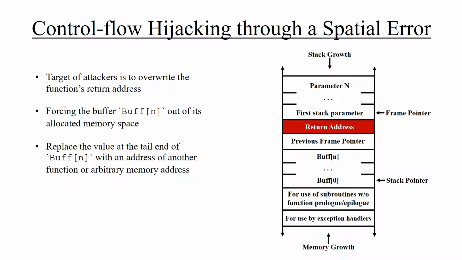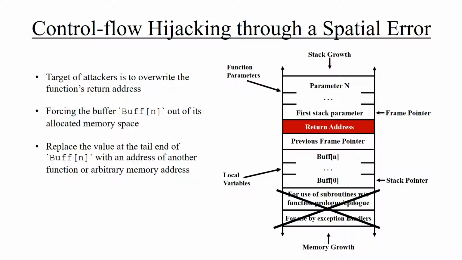Before moving on to countermeasures, I want to quickly describe how a spatial error works in the implementation of a control flow hijacking attack. On the right, we have a layout of a program stack created during execution. We see that function parameters are placed at the top, followed by the function's return address, previous frame pointer's address, and local variables.